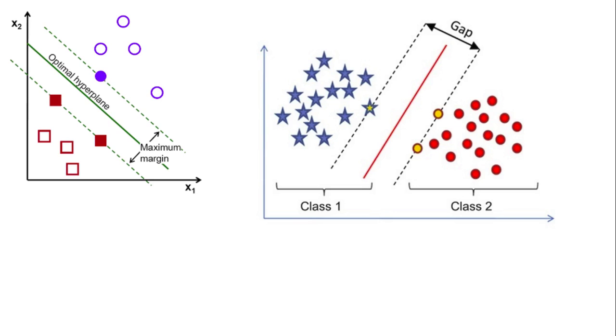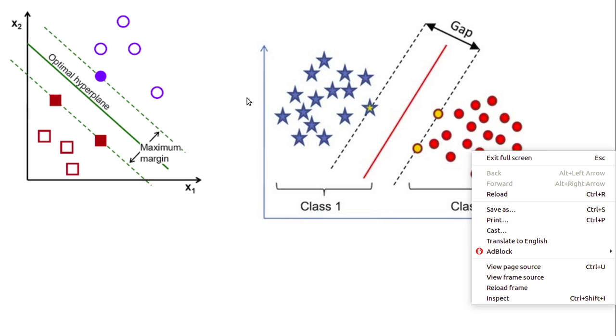And the term support comes from these dots that lie here on the gaps, on these margins, because they make this line strong. Anything on the right and on the left of these should belong to the red circles.